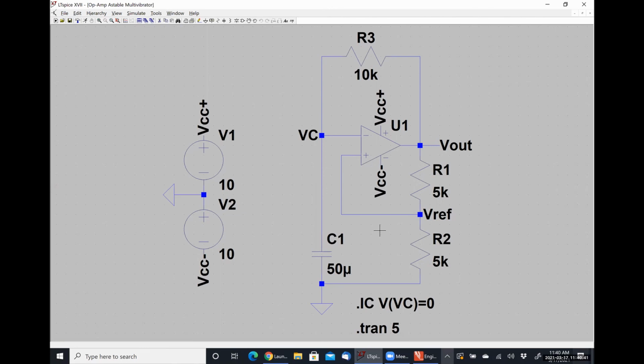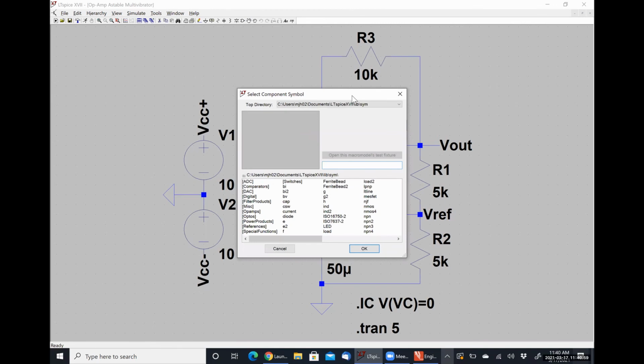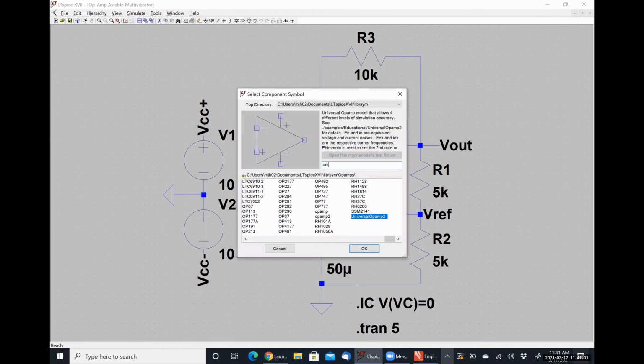I don't know if I've mentioned that to this point, but whenever I draw an op amp in an LTspice circuit for this class, I always use the model UniversalOpAmp2. So let me just show you real quick here. If you type in UNI, it brings up UniversalOpAmp2.